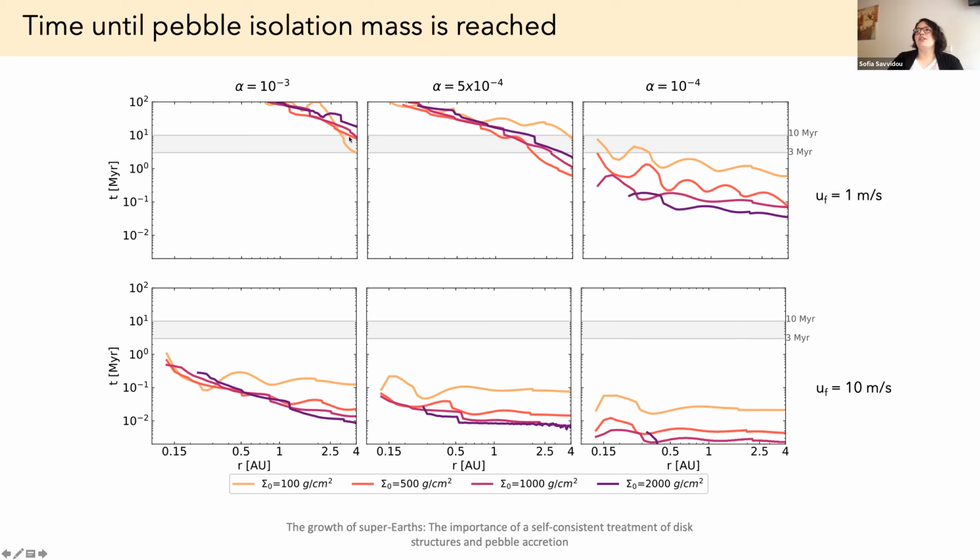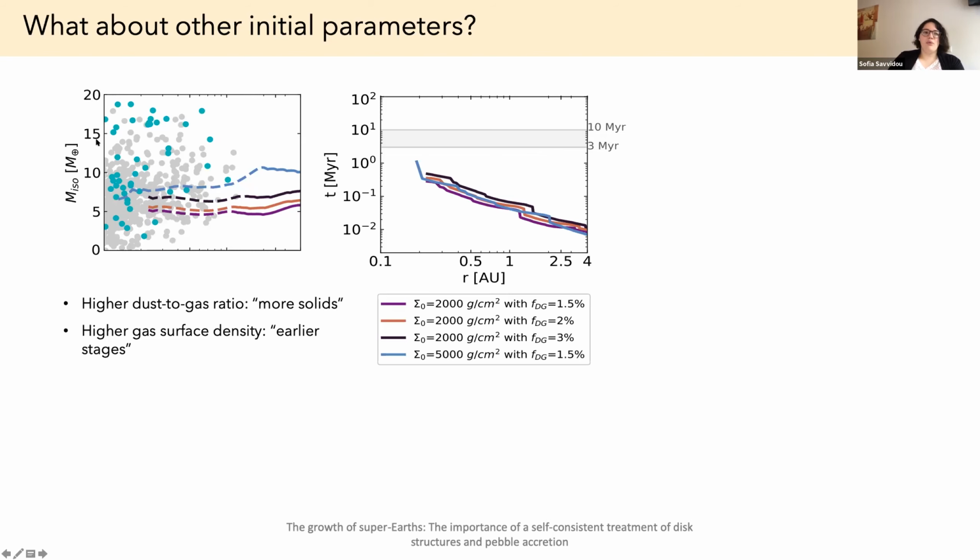We can see that it basically takes too long, and in most of the different surface densities the planets would not have reached this maximum mass by that time. And in the scenarios where we have enough time to reach this maximum mass, as we've seen previously, the masses are not enough to explain the observed populations.